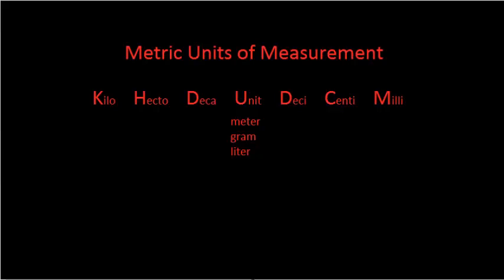So what we see here is we have on the high side kilometers, hectometers, decameters, our meter, decimeters, centimeters, and millimeters. Or if you replace that with gram, kilogram, hectogram, decagram, our gram, decigram, centigram, milligram. You can do the same thing then with liters, hectoliters, deciliters, liters, so on and so forth. Their abbreviations are as follows: Kilo is a K, hecto is an H, so on and so forth.